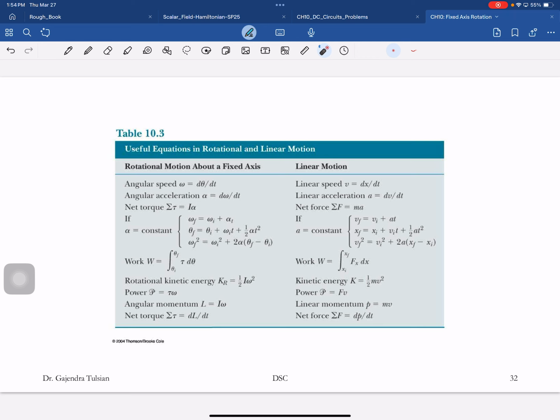Okay. Here's angular momentum, I times omega, linear momentum is m times v. So here's the real form of Newton's second law, the most general form of Newton's second law. F is dp by dt, and similarly tau is dL by dt, which will come up next chapter.